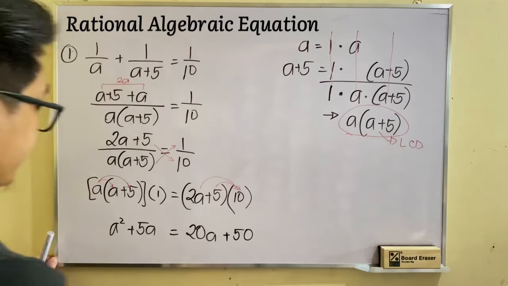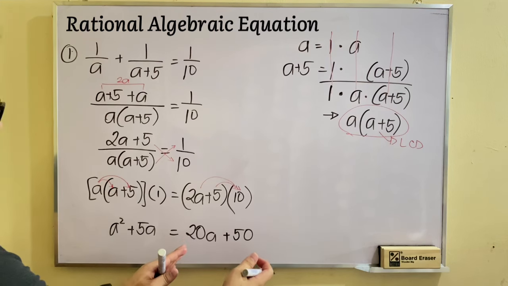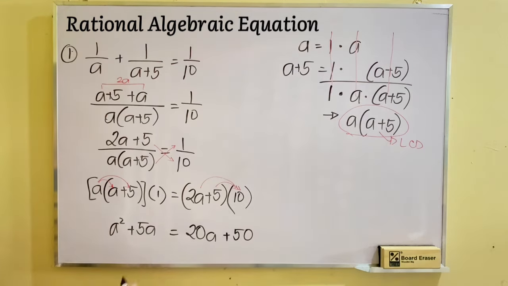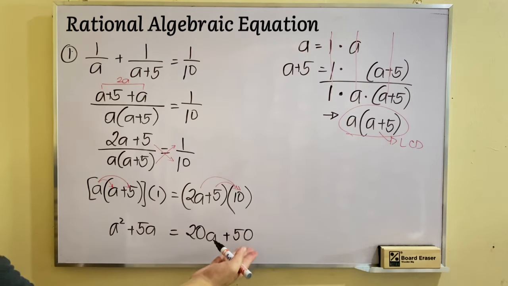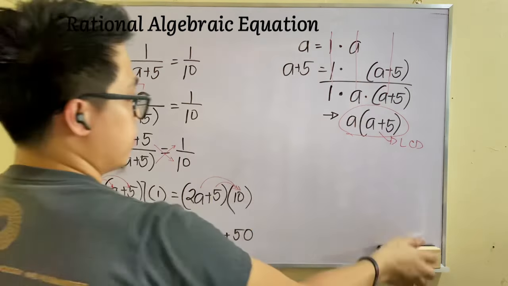50. So, kailangan na ang right side natin mag-equate sa 0. And lahat ng terms malipat sa kabila. So, ililipat natin ang 20a plus 50 sa kaliwa. Murahin ko na lang to.